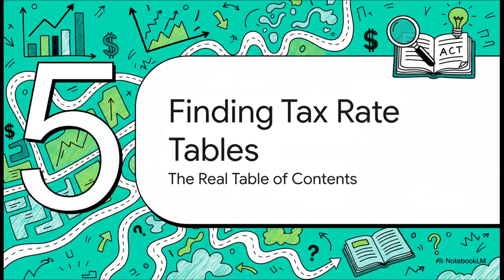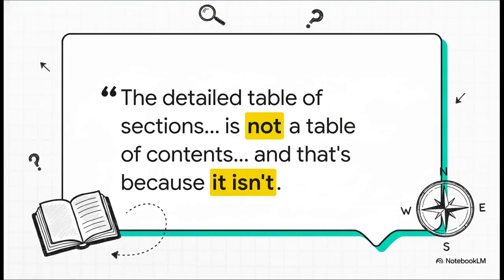Okay, so this is all great. We know how to find the rules for calculating our income, but what about the actual tax rates? The percentages we need to apply to that income. Where in the world do we find those? This is a spot where a lot of people get tripped up. And this right here is probably the single most important distinction you need to burn into your brain.